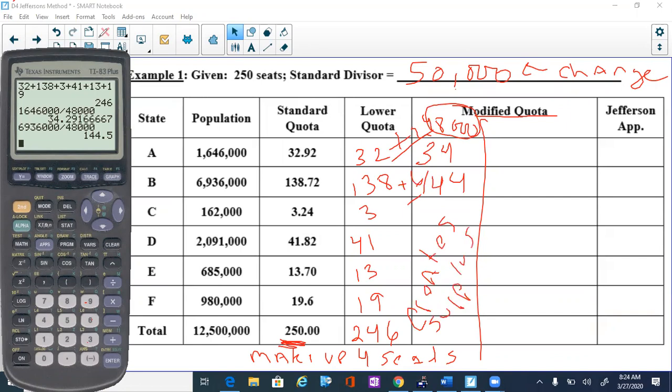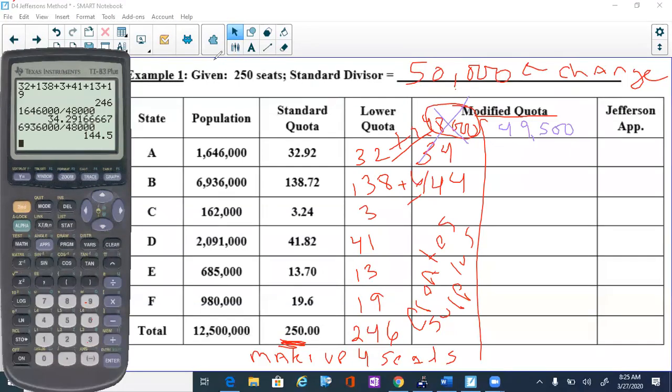So I need to pick another number. 48,000 is not going to work, so I'm going to go back with a different divisor. Maybe I pick 49,000. I'm going to increase it just a little bit because when I went down to 48,000, it gave me too many seats. So maybe 49,500. Go up 1,500, and just see what happens.